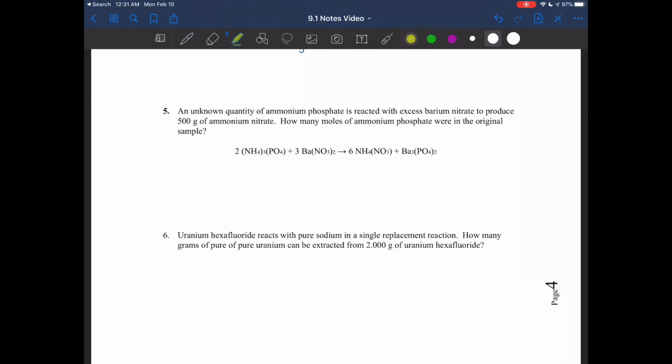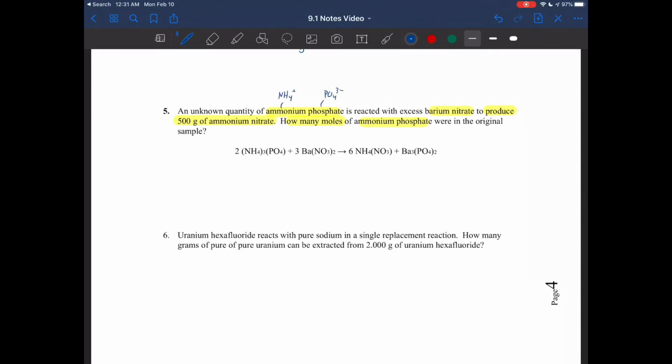In our next question, an unknown quantity of ammonium phosphate is reacted with excess barium nitrate to produce 500 grams of ammonium nitrate. So how many moles of ammonium phosphate were in the original sample? We're going to be backtracking a little bit here. We're actually starting with the amount of a product, and we're working back to the reactant here.